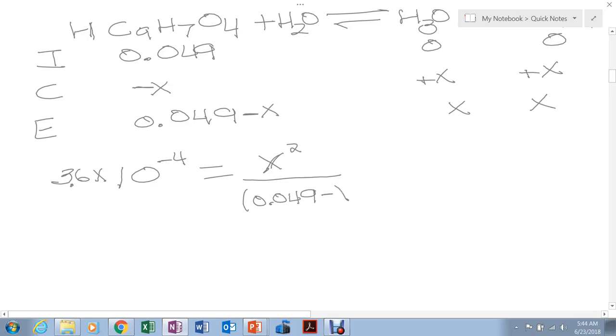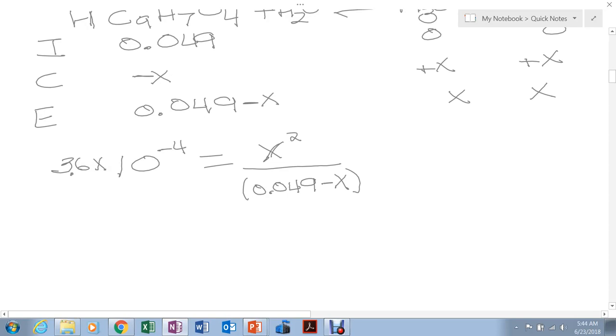minus x. So, can we drop the x? I don't think so, because this is relatively big. The exponent is greater than minus 5. On the other hand, this is very small. So, no, we're going to have to do, unfortunately, the quadratic equation. Let's go ahead and start, which is not too difficult. It's not a big deal here.